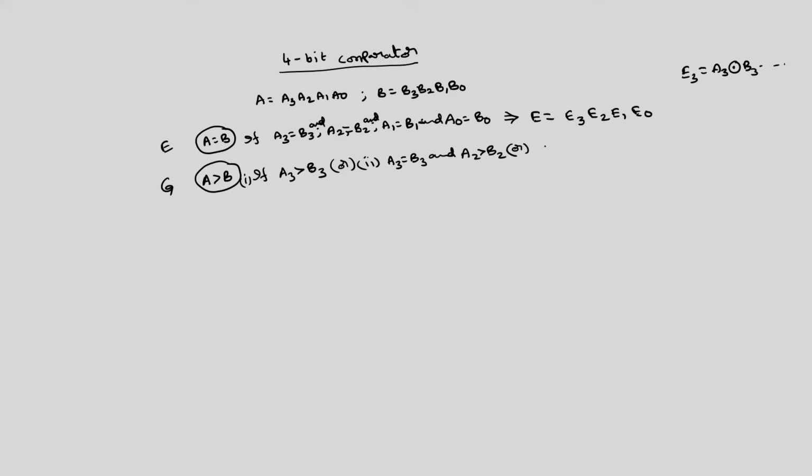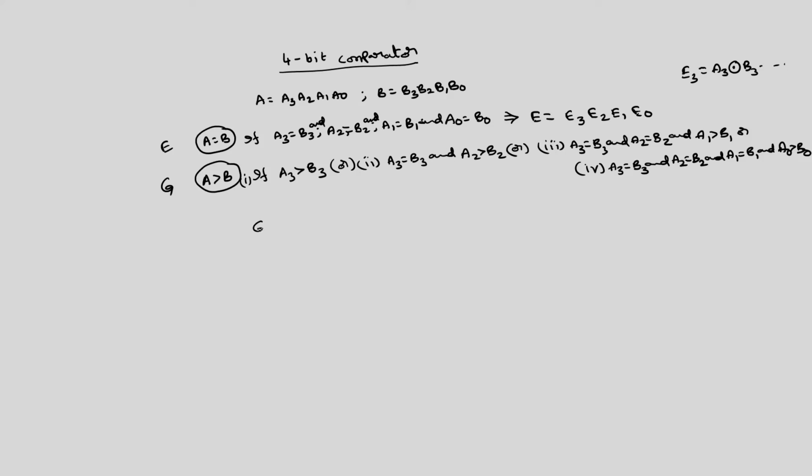Or if the first 2 bits are the same, A3 is equal to B3 and A2 is equal to B2, then the next bit has to be greater, A1 is greater than B1. Or the last condition is if the first 3 bits are the same, A3 equal to B3, A2 equal to B2 and A1 equal to B1, and A0 is greater than B0. These are the conditions under which we can say that A is greater than B.